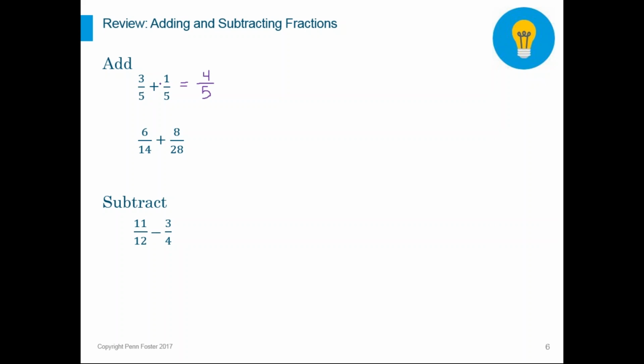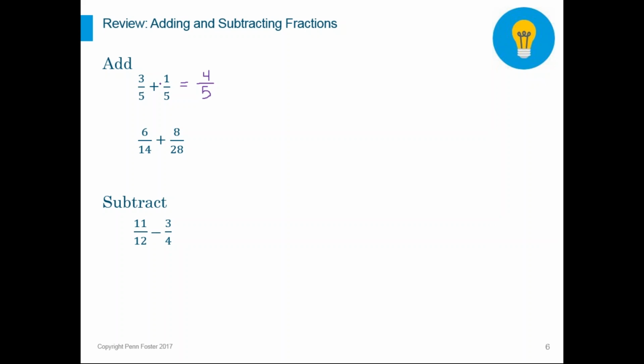Now, if we look at the second question, 6 over 14 plus 8 over 28. Those fractions are not like fractions. They are unlike fractions. We are not able to add or subtract unlike fractions as is. We need to switch at least one of the fractions so both fractions will have a common denominator. And of course, in that case, at least one fraction will have its numerator changed. And then we're able to do the operation, whether it's addition or subtraction.